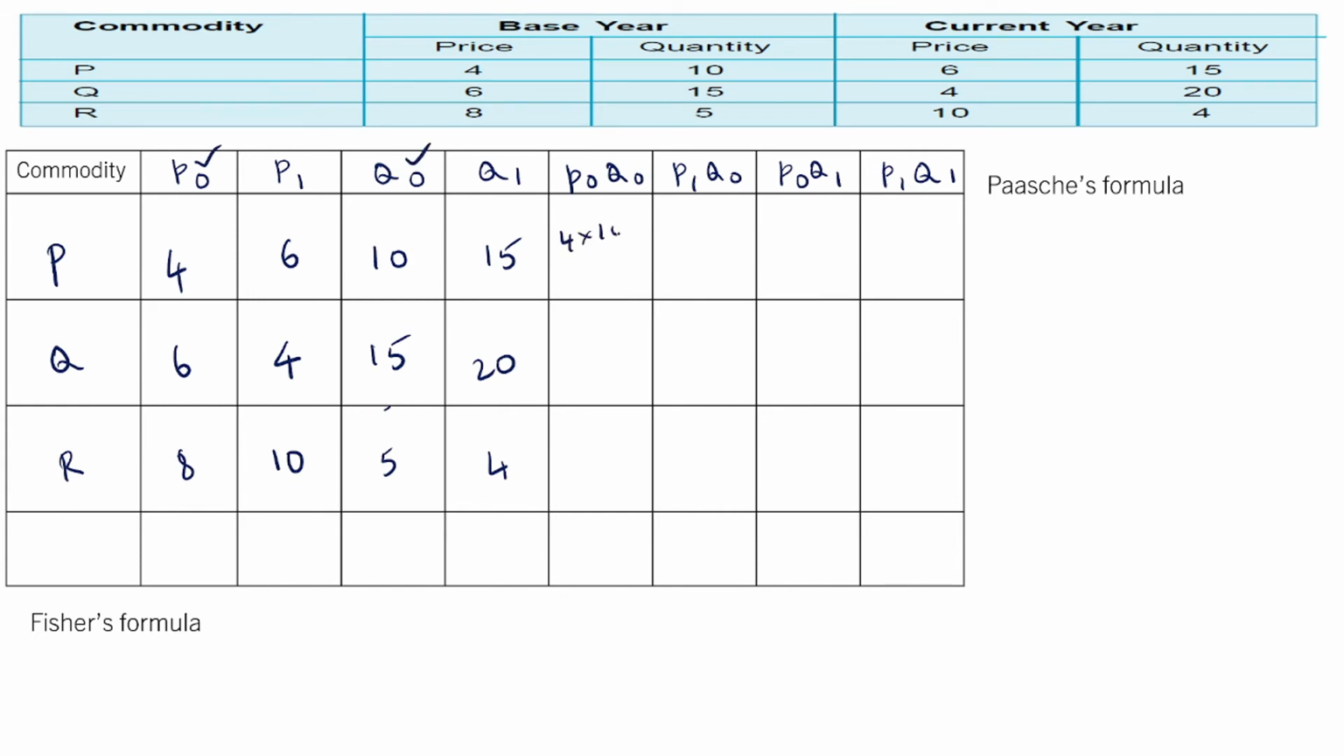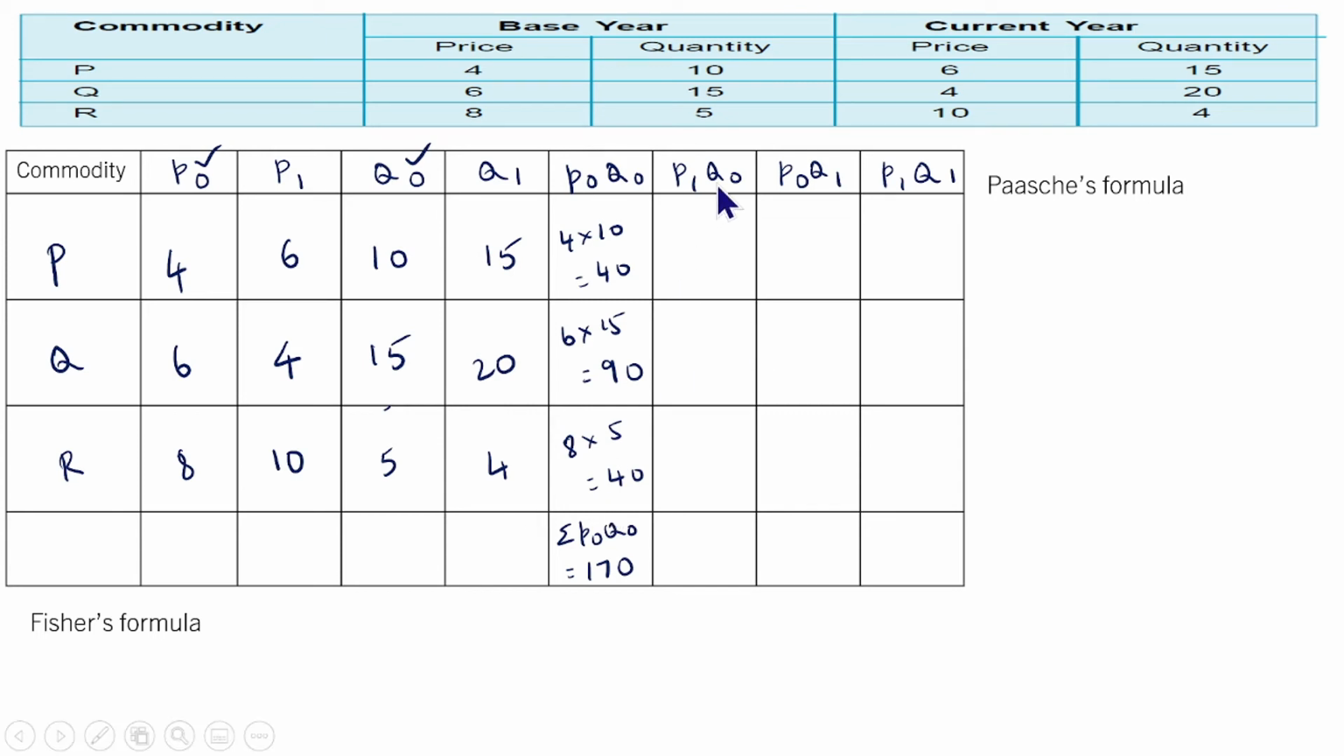So 4 into 10 equal to 40. Then we have 6 into 15 equal to 90. Then we have 8 into 5 equal to 40. So P naught into Q naught means 4 into 10, 40, 6 into 15, 90, then 8 into 5, 40. And let us write summation P naught Q naught also. Summation P naught Q naught will be the sum of all these, that is 40 plus 90 plus 40. So it is equal to 170.